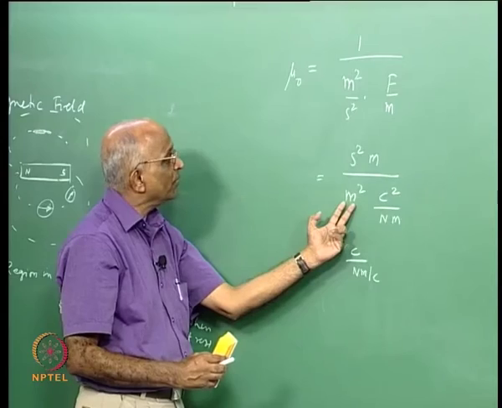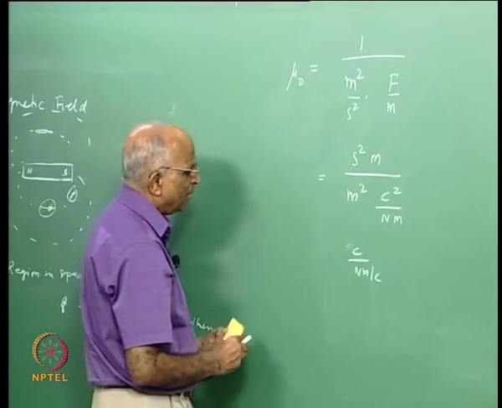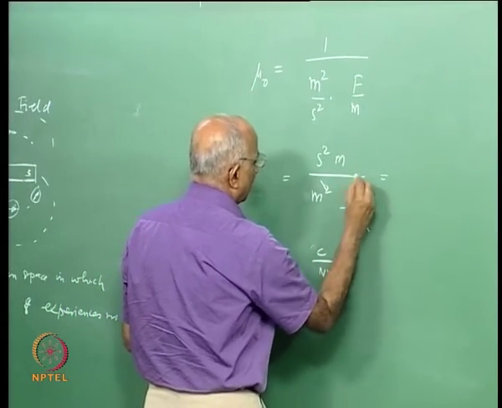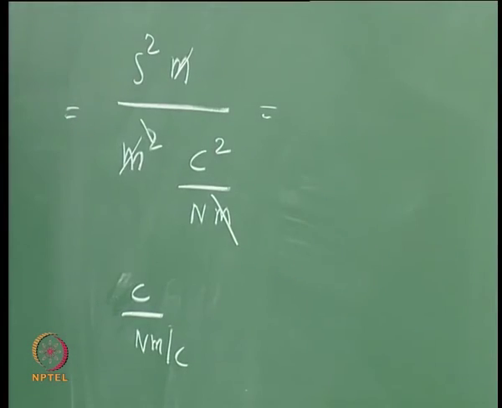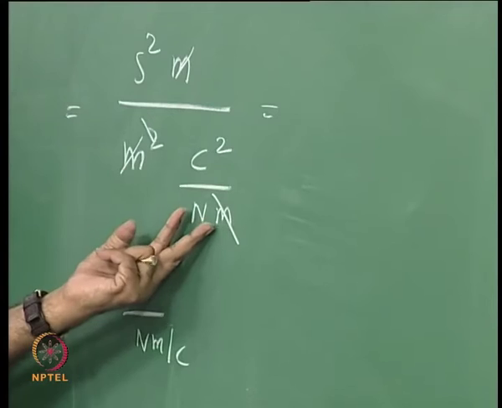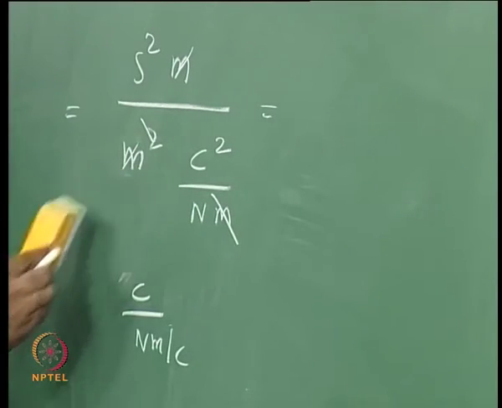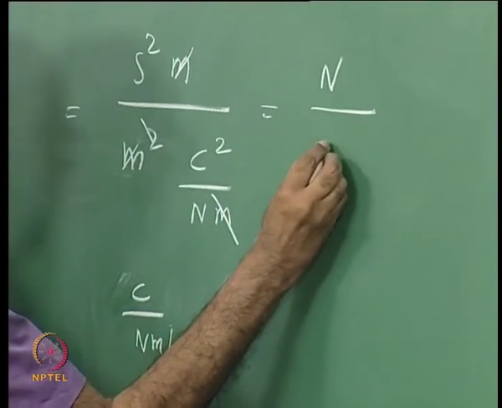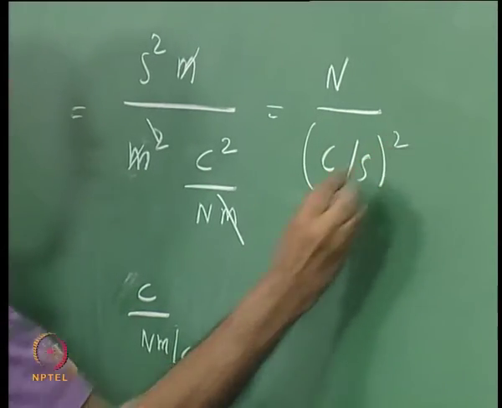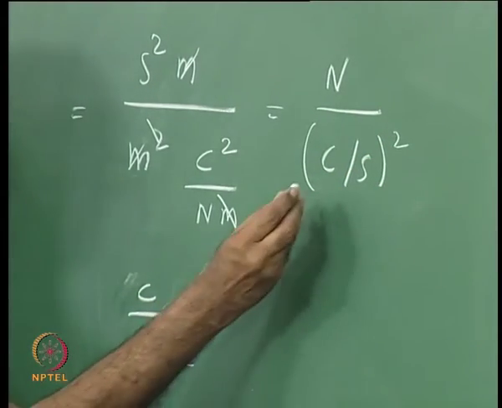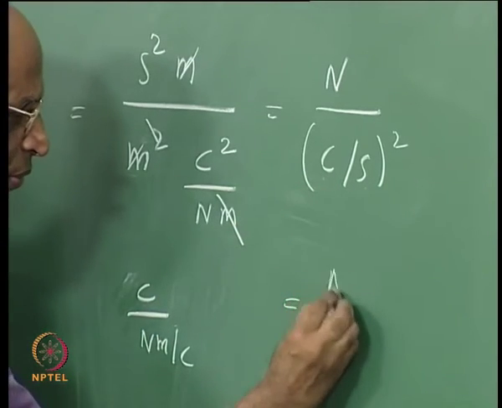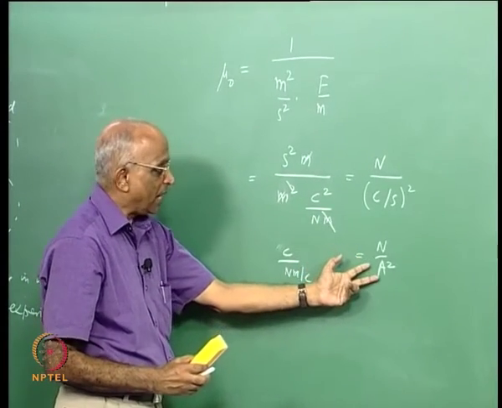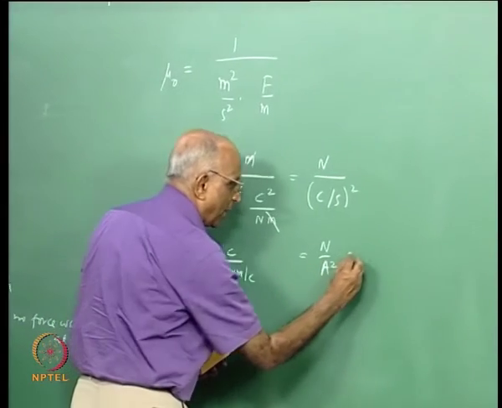This is equal to meter square from here, I had already taken this over here, and therefore I cancel this over here, and now meter also goes off. Let us do one at a time, yes, meter square goes off, and this is equal to Newton by C by S square, or rather this becomes charge per unit time, unit second, which is equal to Newton by ampere square. And this is what is the unit for permeability, Newton per ampere square, and this is also denoted by Henry per meter.